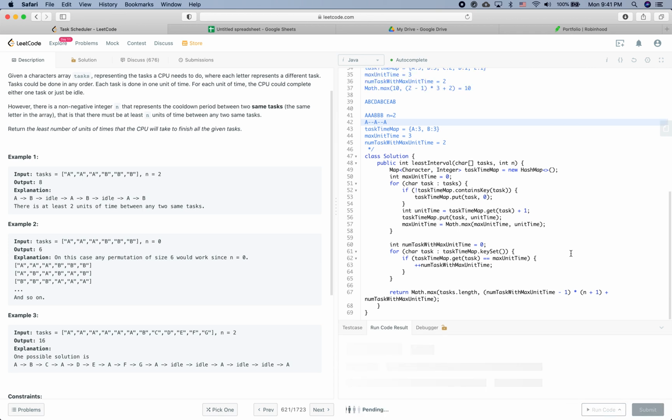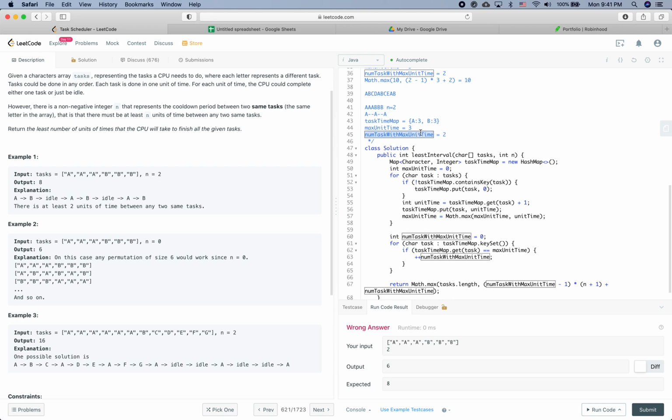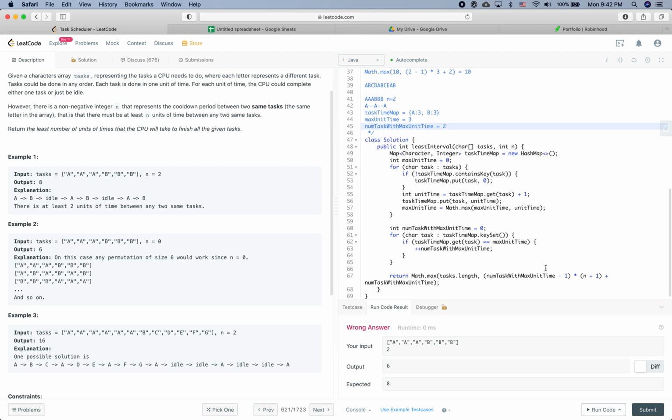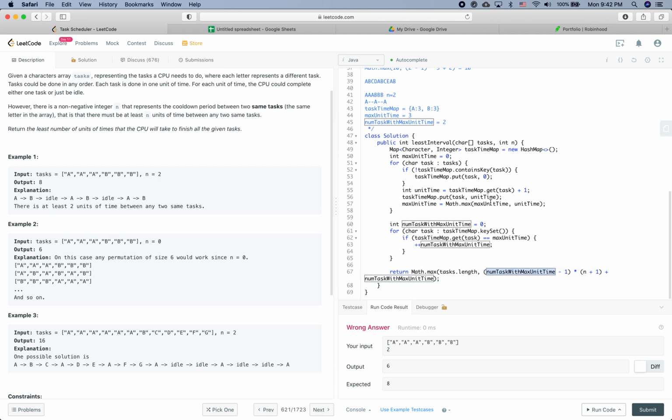So now after we run this piece of code, let's give it a try. I think it's still a wrong answer. Let's see why. So if we have max task with max unit time as 3, and then max tasks with max unit time as 2, then it is 2. Okay, so this one, I got confused. I think this should be max time minus 1 multiply n plus 1. So this should be max unit time.